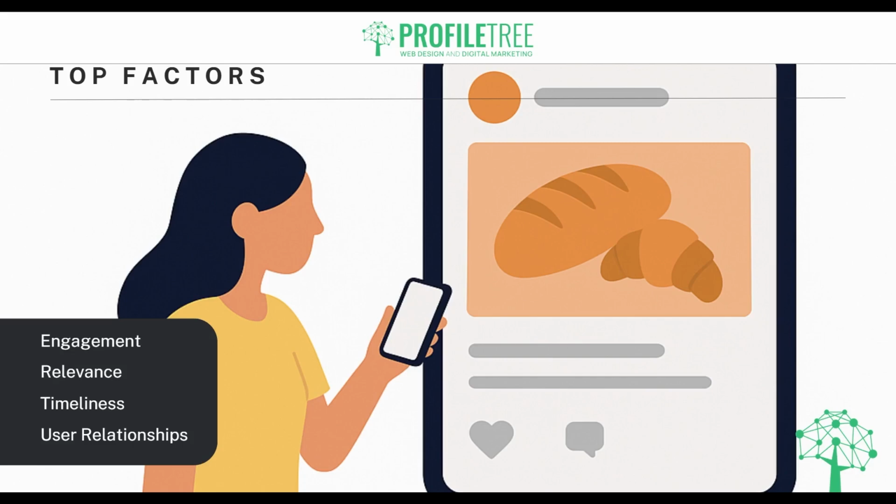User relationships are another one as well. So the algorithm also looks at your interactions with other users.